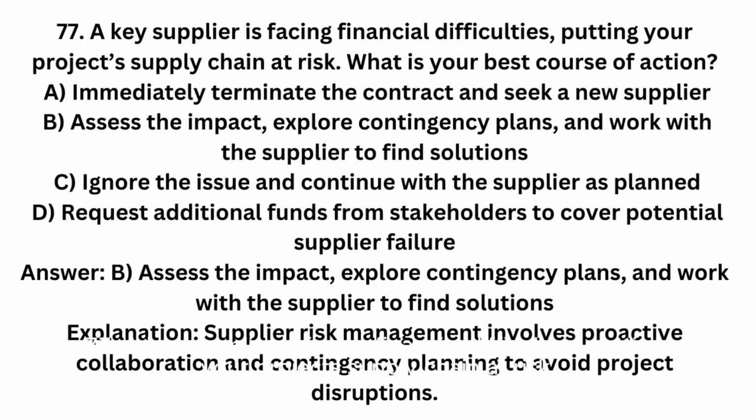77. A key supplier is facing financial difficulties, putting your project's supply chain at risk. What is your best course of action? A. Immediately terminate the contract and seek a new supplier. B. Assess the impact, explore contingency plans, and work with the supplier to find solutions. C. Ignore the issue and continue with the supplier as planned. D. Request additional funds from stakeholders to cover potential supplier failure.